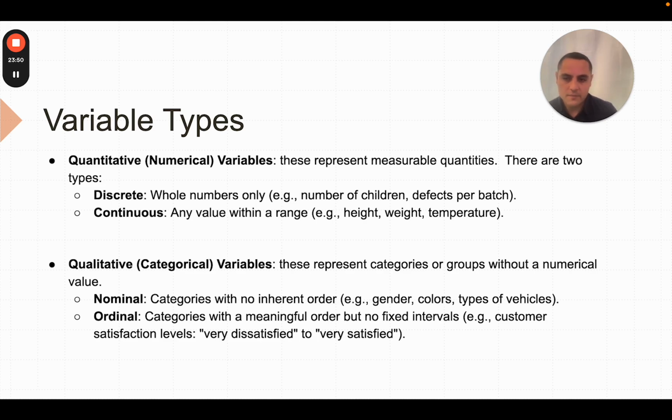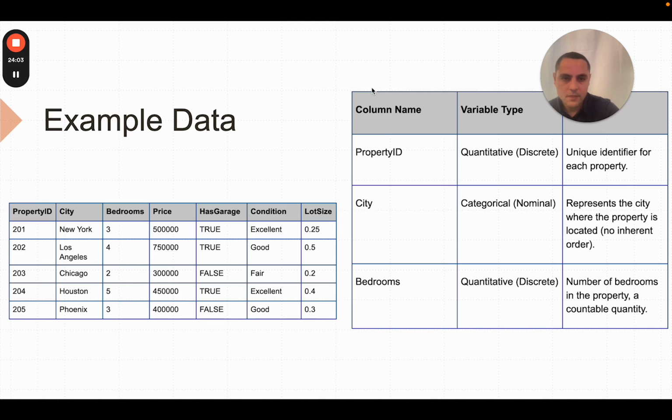So you can see there that there's different variable types we're going to come across in addressing different business problems or different business questions. So you can see an example here. I just have some example data. There's 5 data points.